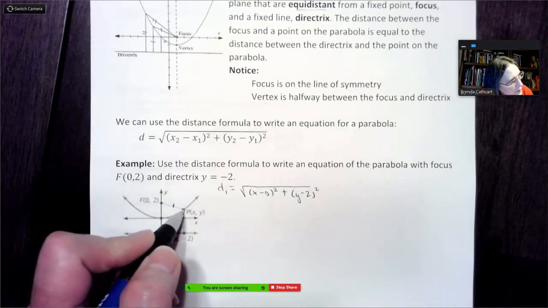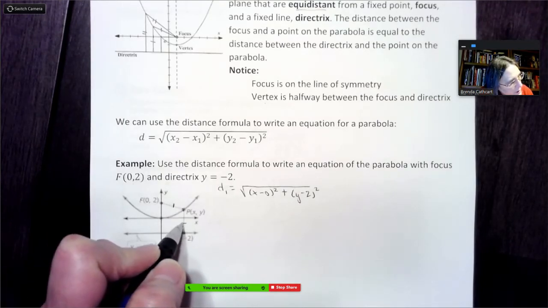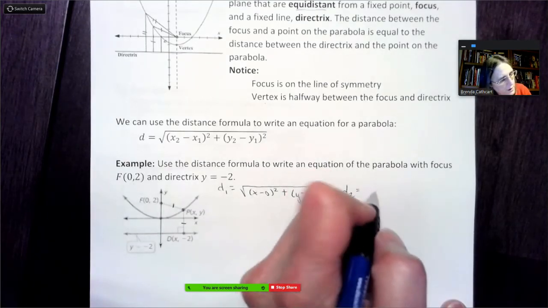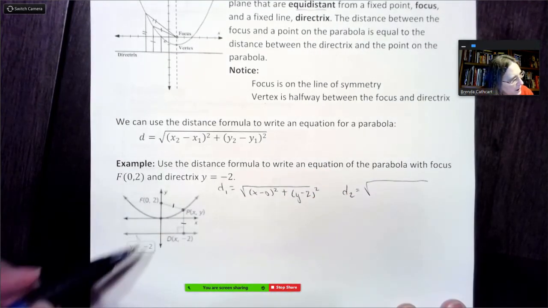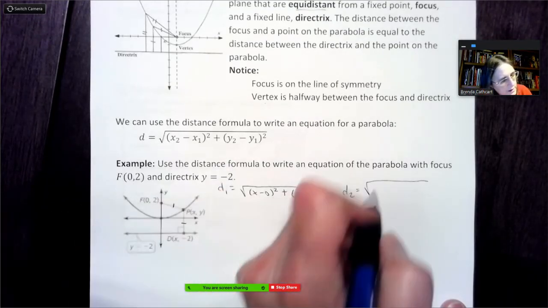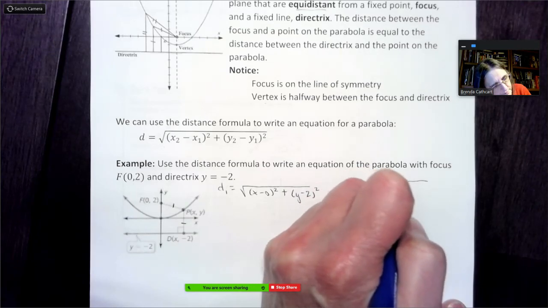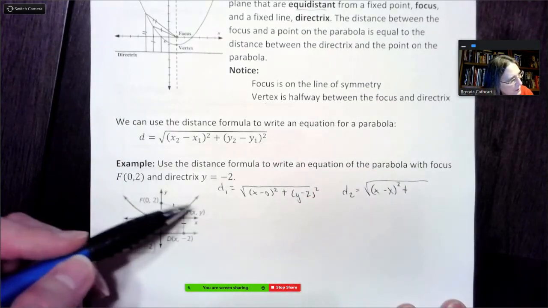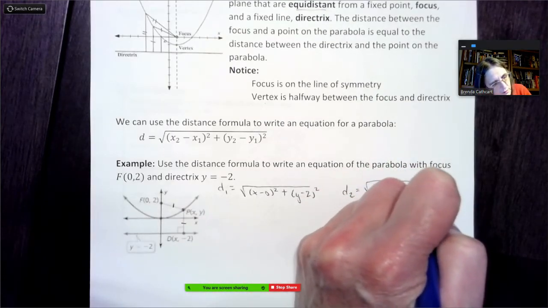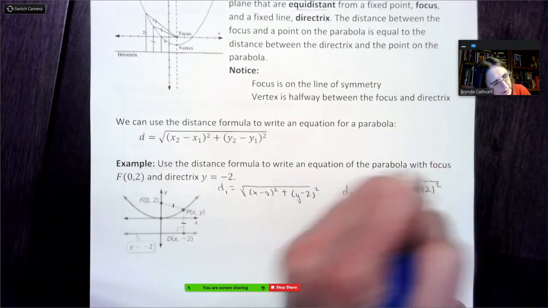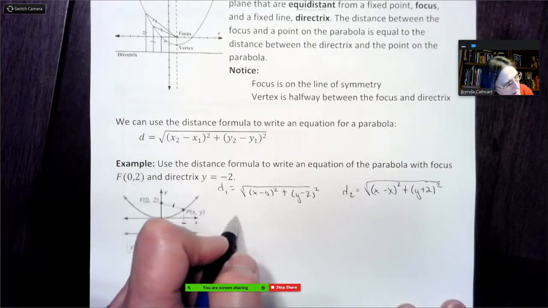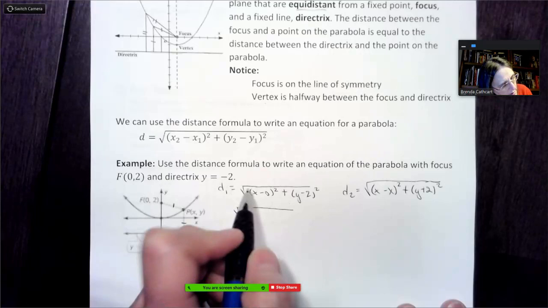Now the distance between the parabola and the directrix, again using our distance formula, we'll call that d2. So the square root of our x-coordinate subtracted, so we're going to have x minus x, quantity squared, and then our y-coordinates, y minus -2 squared, or y plus 2 quantity squared. These two distances have to be equal, so let's set them equal to each other.